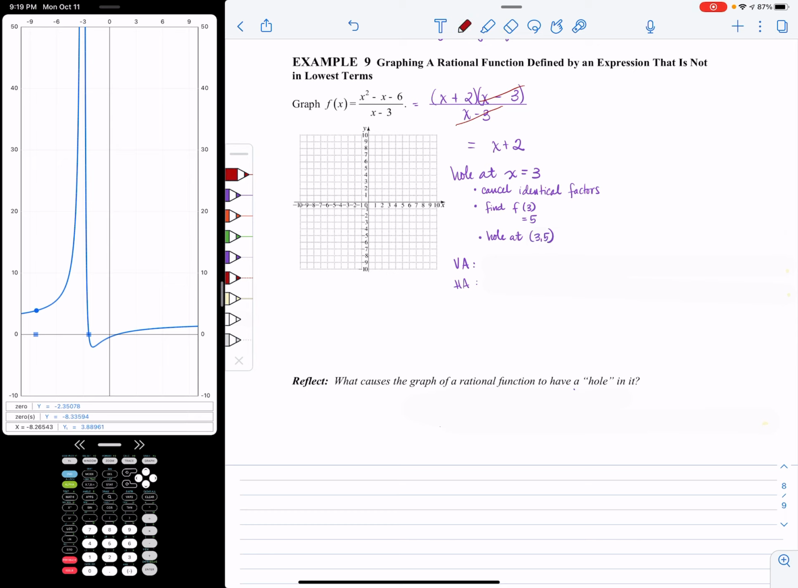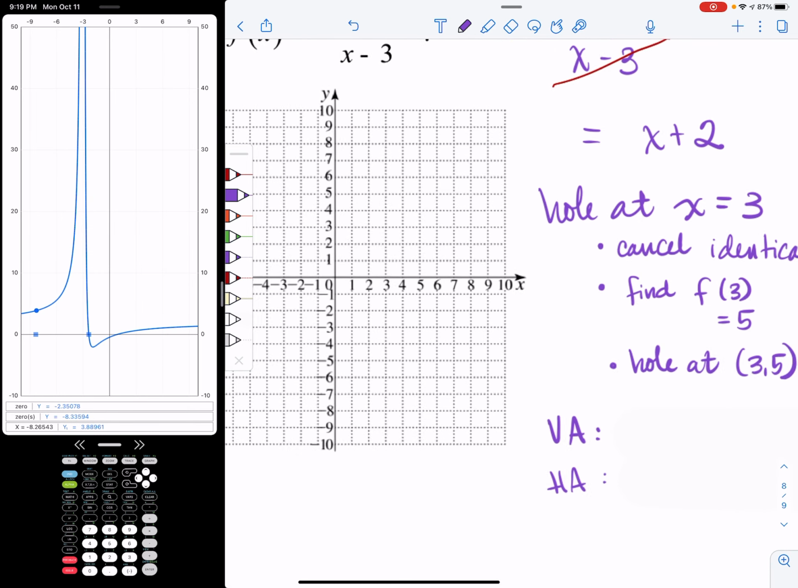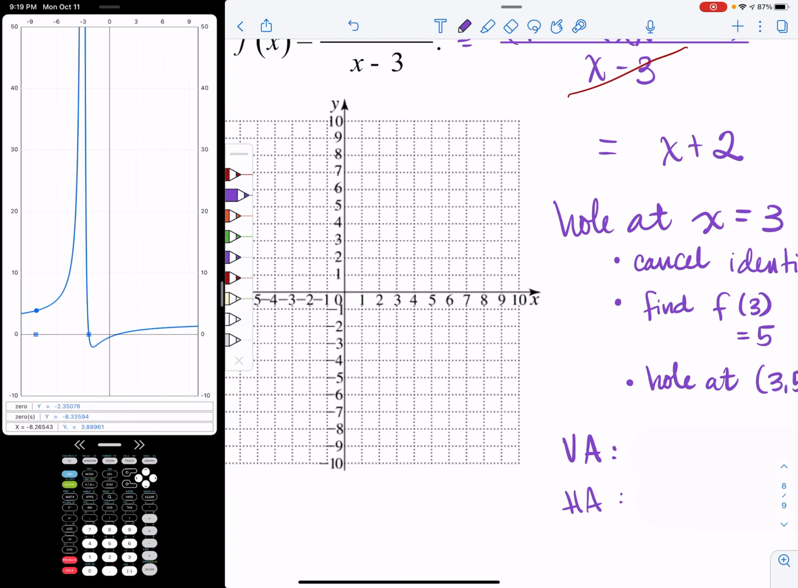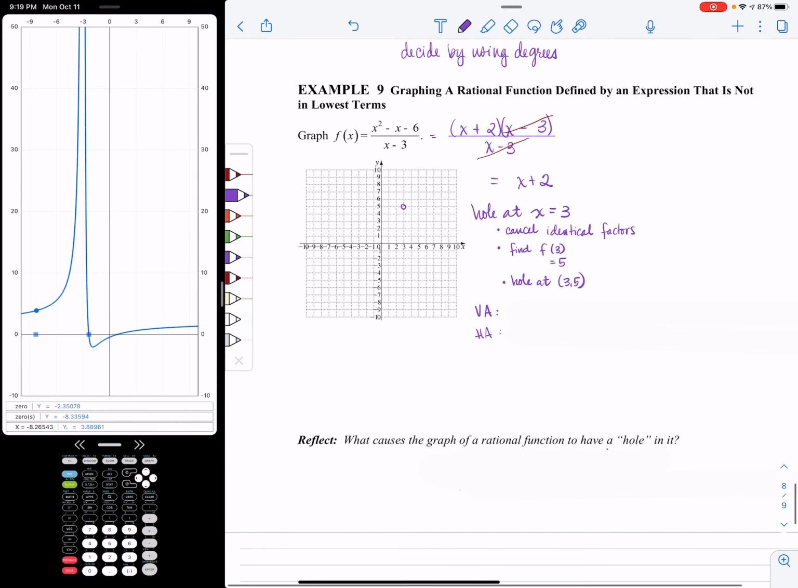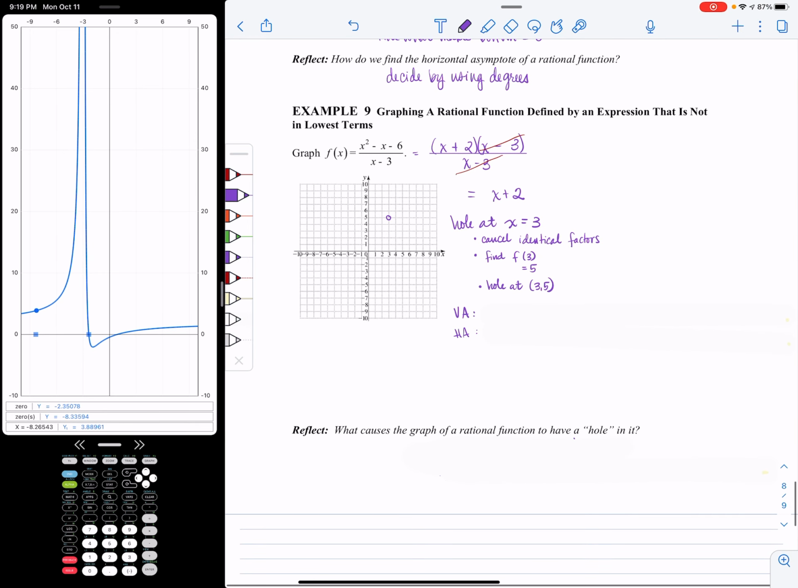So let's go draw that on our graph. The coordinate (3, 5). And instead of just drawing a point, I'm going to draw an open circle, showing that I have a hole there. All right, my vertical asymptote in this case, okay, here's the deal. Don't say that your vertical asymptote is going to occur at x equals 3, because x equals 3 already caused a hole in the graph. So it can only have one job or another. It can cause a hole or it can cause a vertical asymptote, but it can't cause both at the same time.